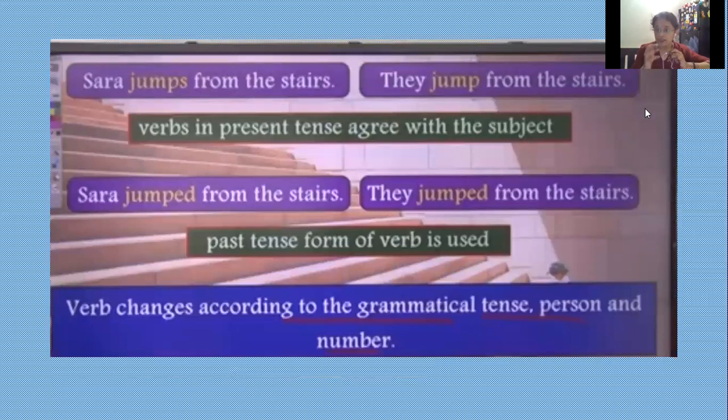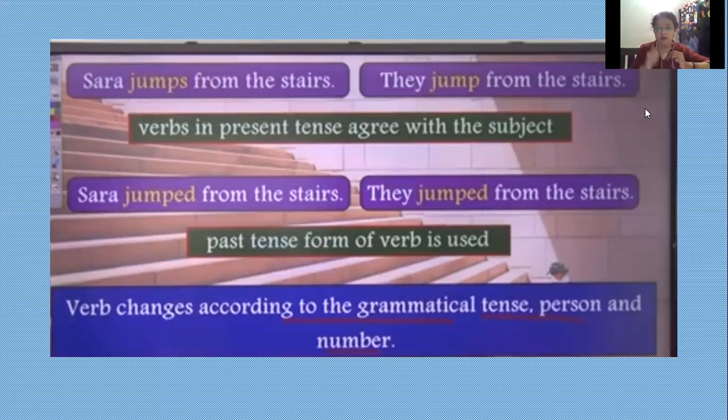Sarah jumps from the stairs, they jump from the stairs. This is in the simple present tense. It means the present tense verb agrees with the subject. Sarah is a singular subject, and jumps is a singular verb. They is a plural subject, and jump is a plural verb. Generally, a singular subject always takes a singular verb, and a plural subject always takes a plural verb. So this is the number.